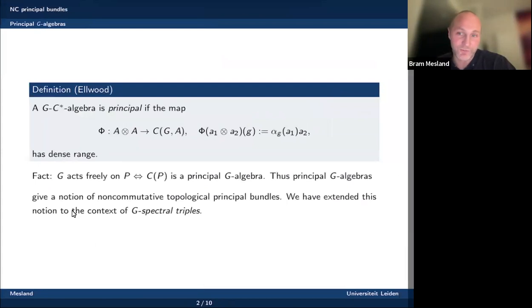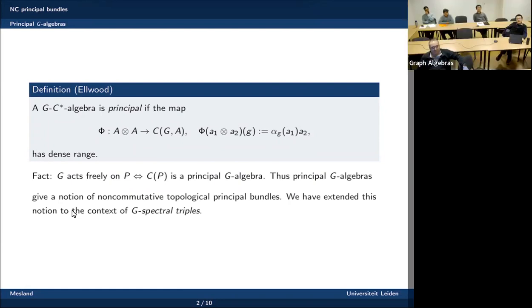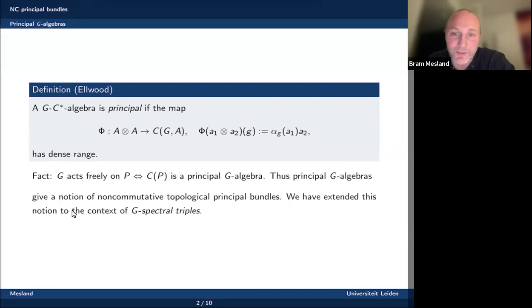So a definition that's been around for a long time, and there are various quantum group versions of this definition as well, is that a C-star algebra is principal if this map, which goes from A tensor A into the continuous functions of G with values in A, given by sending a1 tensor a2 to the function on G that takes the value obtained by letting the group act on the first algebra element and then multiplying it with the second one, has dense range. And that turns out classically to be equivalent to the freeness of the action of G, all again very well known.